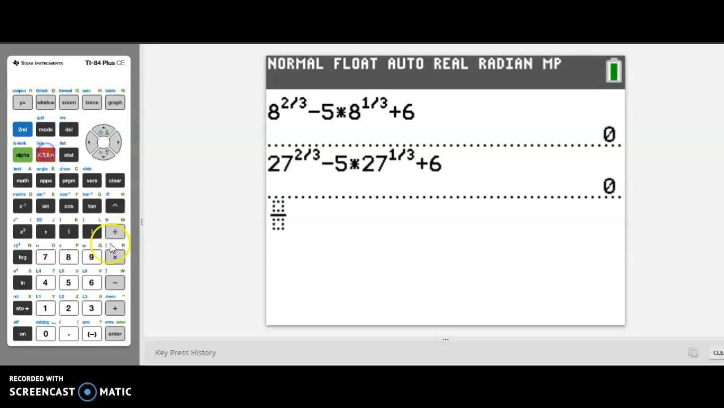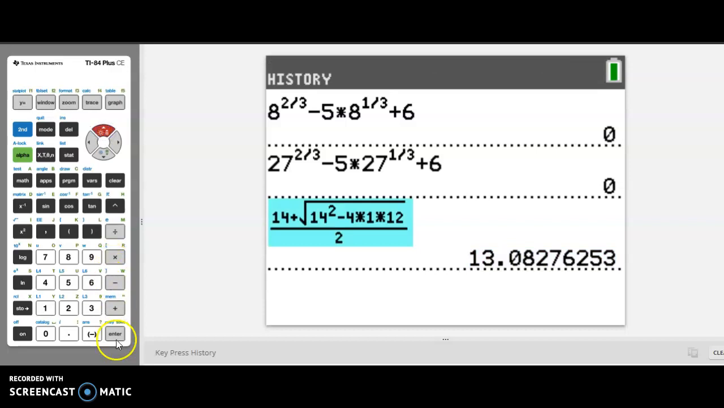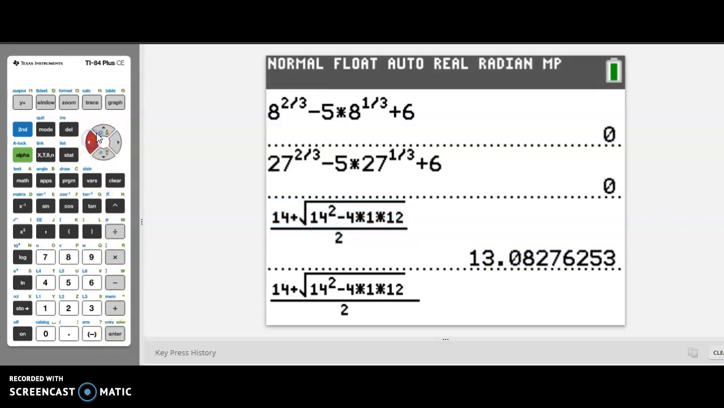So make a fraction, 14 plus the square root of 14 squared minus 4ac, all over 2a. So this is the answer I want. Let me explain why the other answer doesn't make any sense. Change that plus to a minus.